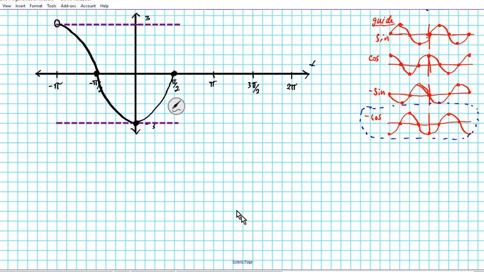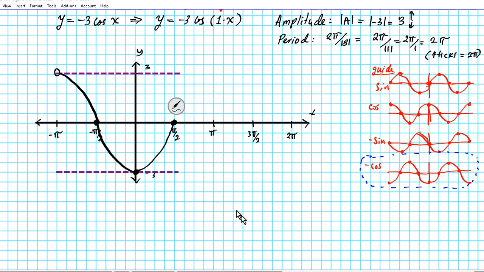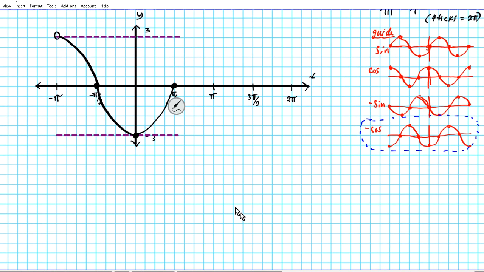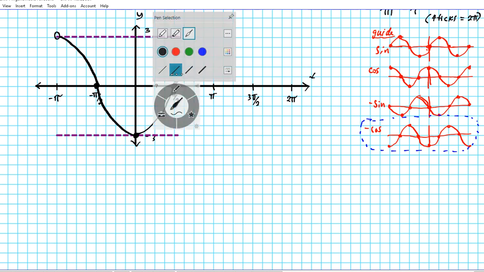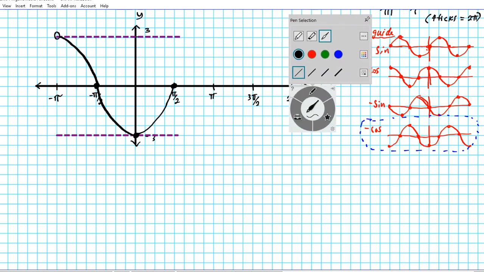Okay, so now that we're done with the graph, we're now going to carry out our analysis. We're going to look at the properties of this graph right here. We're going to start off by taking a look at the behavior. Okay, so let's write down analysis.